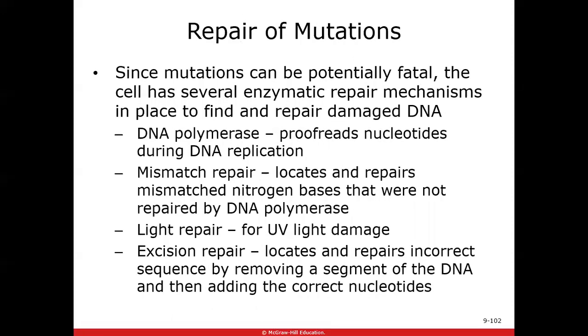Okay? The repair of mutations. Since mutations can be potentially fatal, the cell has several enzymatic repair mechanisms in place to find and repair damaged DNA. You have DNA polymerase, which proofreads nucleotides during DNA replication. You have mismatch repair, which locates and repairs mismatched nitrogen bases that were not repaired by the DNA polymerase. And then you have light repair for UV light damage. We have excision repair, which locates and repairs incorrect sequence by removing a segment of the DNA and then adding the correct nucleotides.